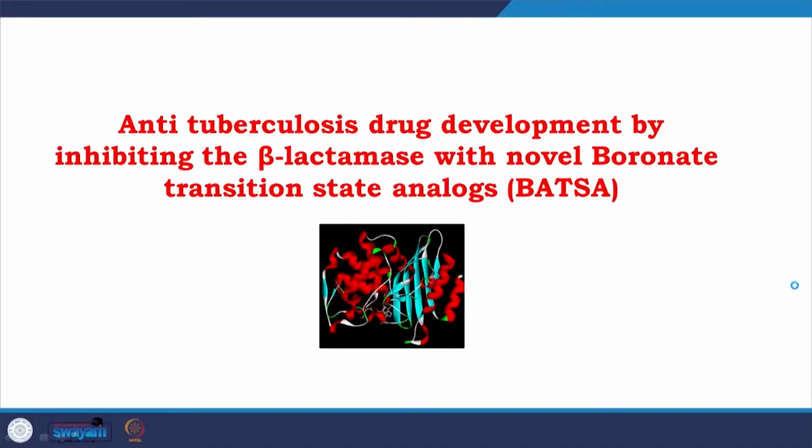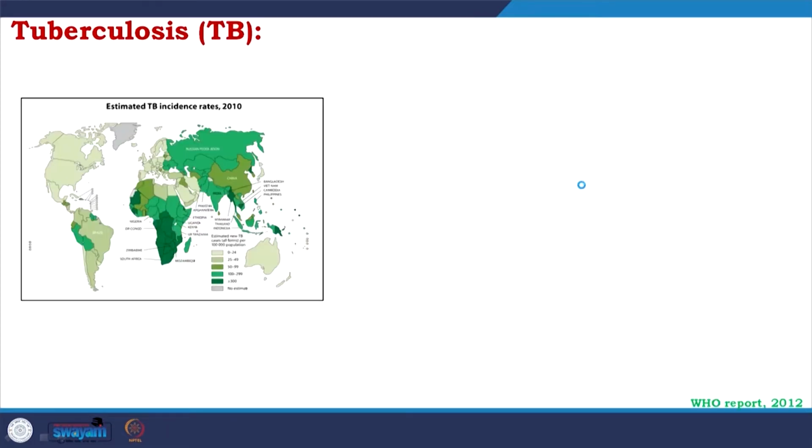With that, I have talked about those interdisciplinary approaches, complicated things, but I take one relatively simpler case study to develop anti-tuberculosis drugs by inhibiting the beta lactamase with novel boronate transition state analogues, which are called BATSA, boronate transition state analogues. So, BATSA is boric acid based transition state analogues. There is a lot to talk about TB, but I just talk about significant points.